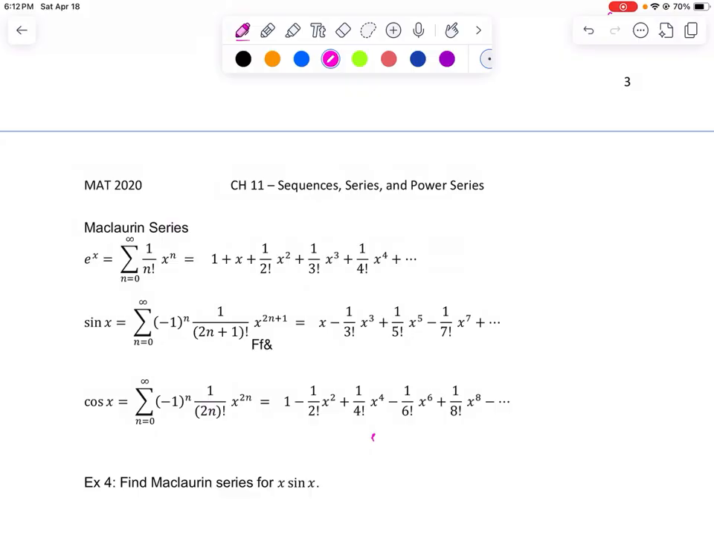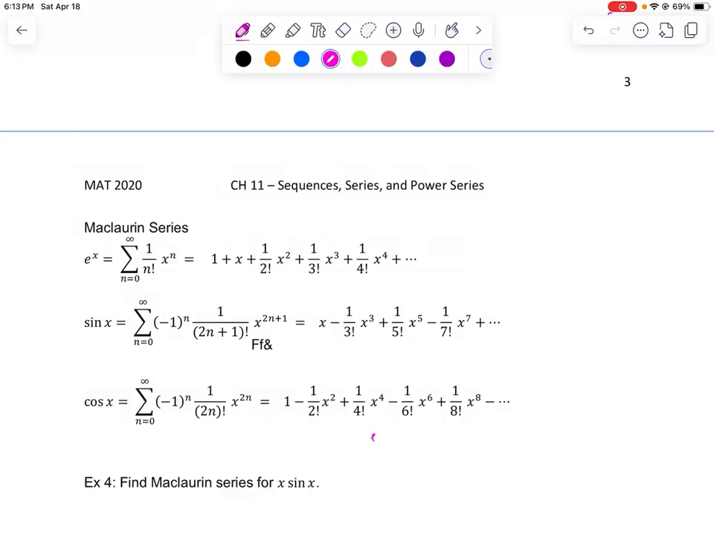So here e to the x is equal to summation n equals 0 to infinity 1 over n factorial x to the n. And we have it in the expanded or open form as well. Then sine x, I showed you that one. It involves odd integers, so odd powers, and the factorial in the denominator is also an odd number.